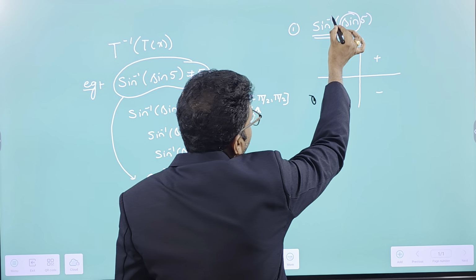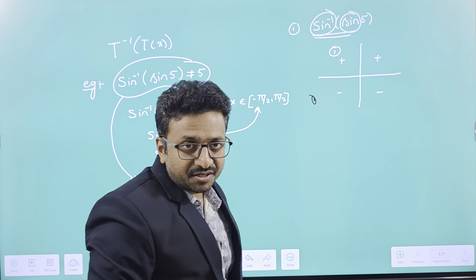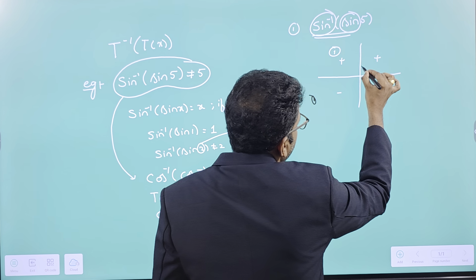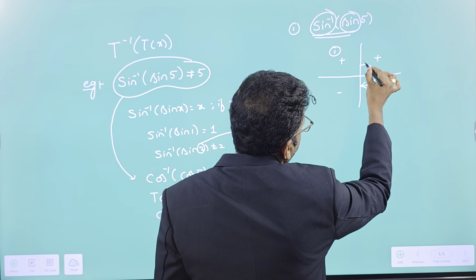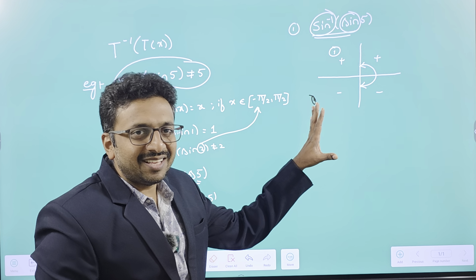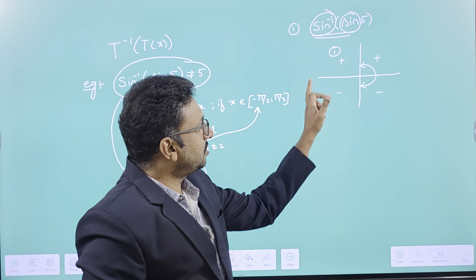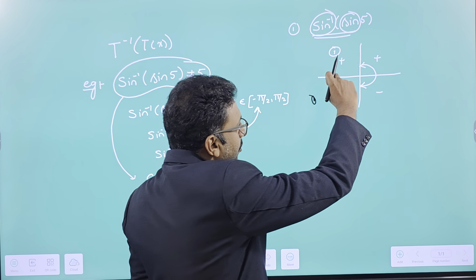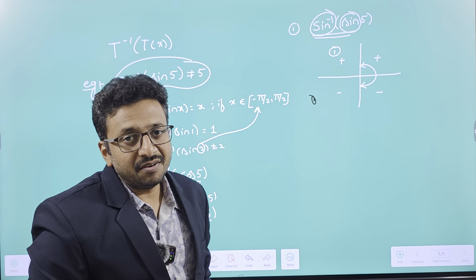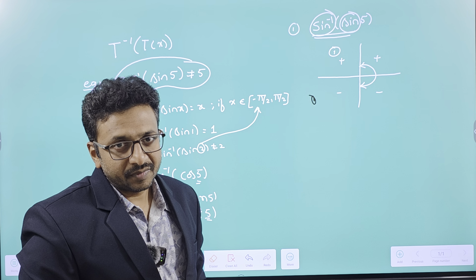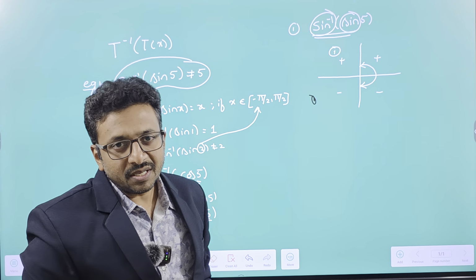And what is the range of sine inverse? The range of sine inverse is minus pi by 2 to plus pi by 2. Once you mark these, you draw the x-axis and y-axis, take the signs of the trigonometric ratio, and mark the range of the inverse trigonometric ratio. Once you do this, the quadrant diagram is ready.